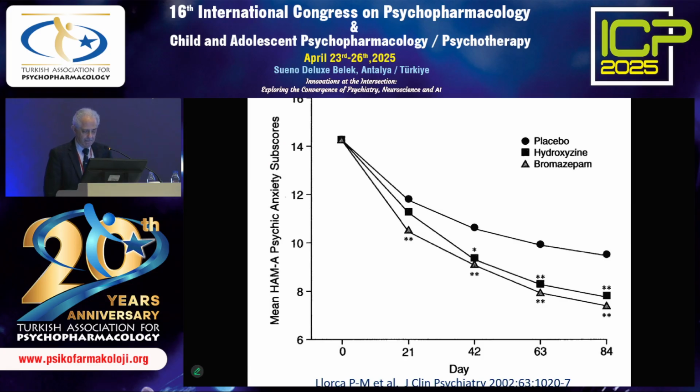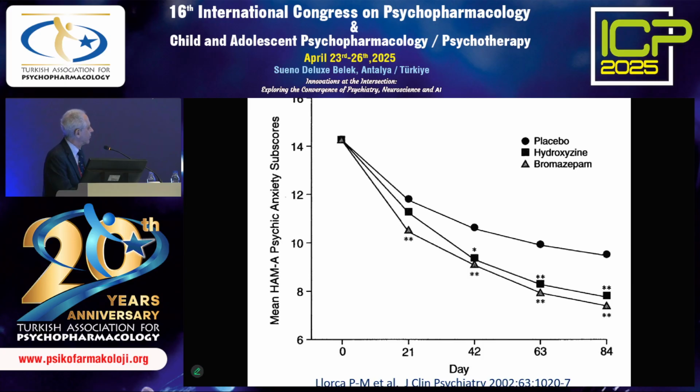This study by Lorca illustrates the benefit of hydroxyzine and how it works over time, which I think is kind of interesting. On the top, with the circles, you see the effect of placebo over the course of 84 days on these GAD patients measured with the Hamilton A. And here are the hydroxyzine, and there's a benzodiazepine being compared with it in this study, bromazepam.